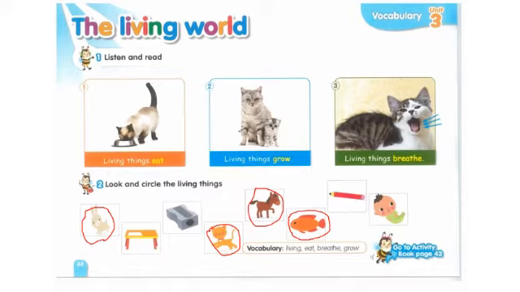Okay, and can you see this pencil? Is this pencil a living thing? Does it eat? No. Does it grow? No. And it doesn't breathe as well. So it's not a living thing. And finally, we have a picture of a baby. Is the baby a living thing? Does it eat? Yes. Does it grow? Yes. And it breathes. So we're going to circle it. Okay, next page.